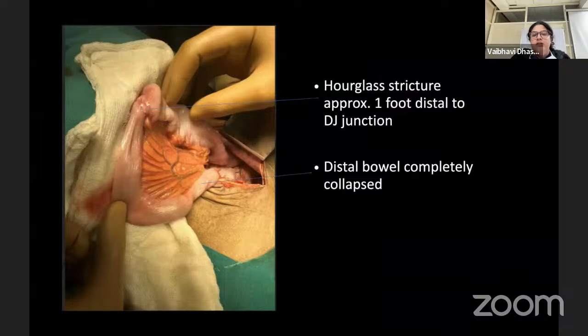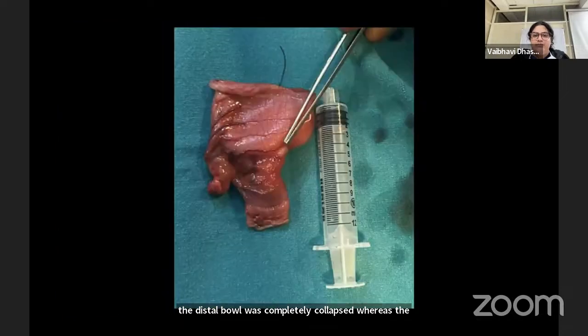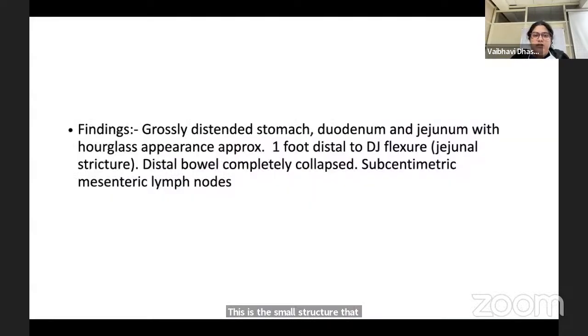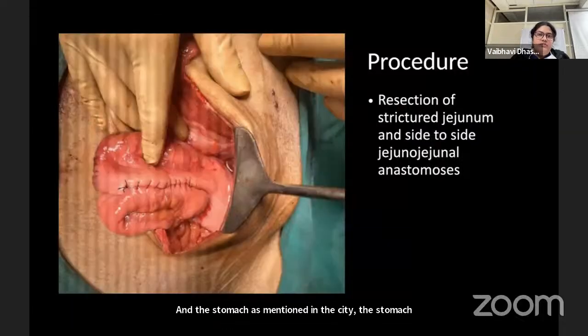The patient was then taken for surgery, and he underwent an exploratory laparotomy. In the intra-op findings, there was an hourglass stricture approximately 1 foot distal to the duodenojejunal junction, and the distal bowel was completely collapsed, whereas the proximal bowel was dilated. This is the small stricture that was observed. And as mentioned in the CT, the stomach was also grossly distended. There was a resection of the strictured segment along with a side-to-side jejunal anastomosis.